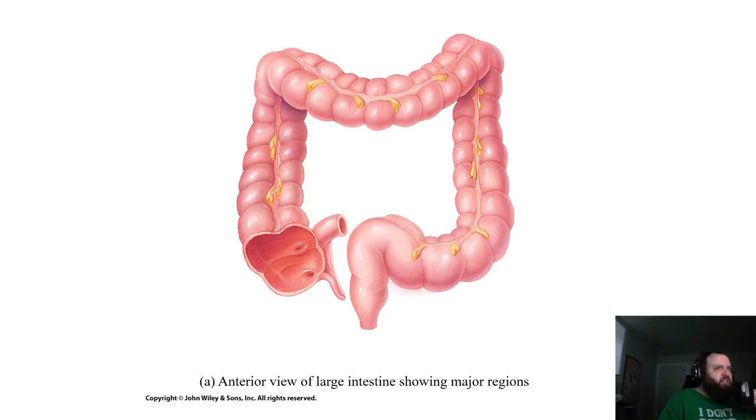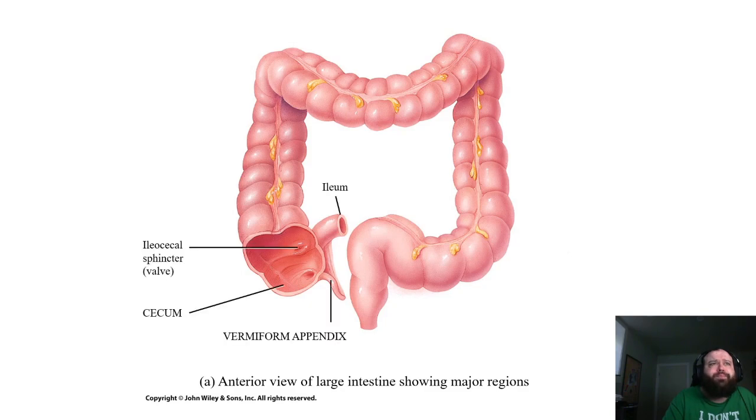All right, so onto the large intestine. It's shorter than the small intestine, 1.5 meters long. It connects the ileum, which is the distal part of the small intestine, to the anus. Compared to the small intestine, the large intestine is much wider in diameter than the small intestine.